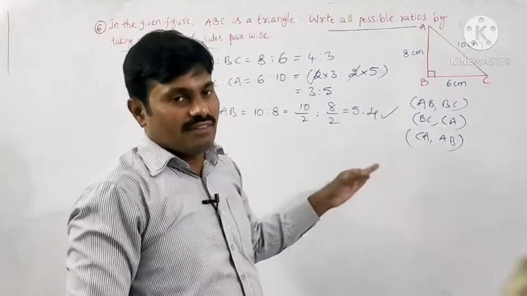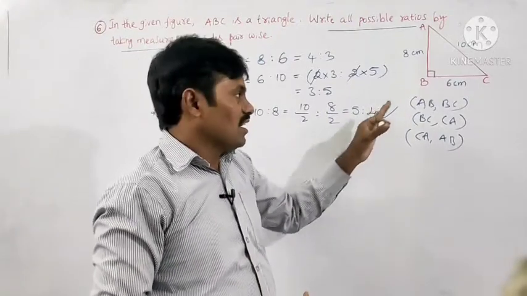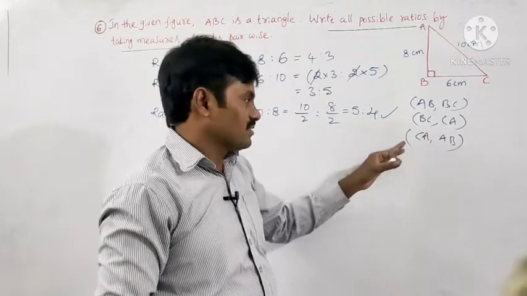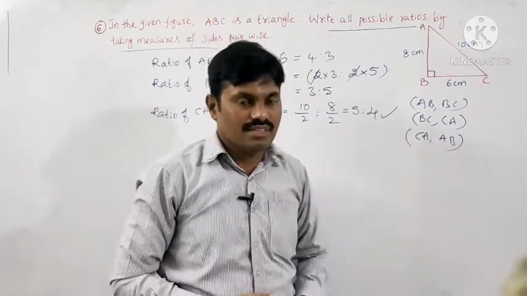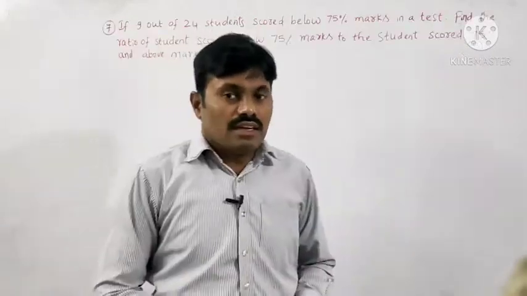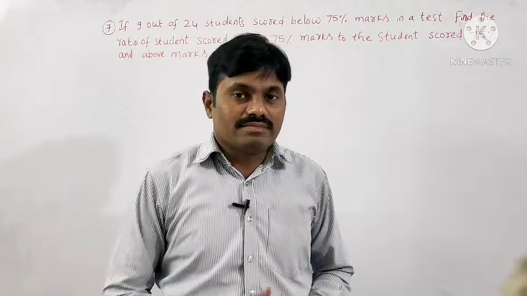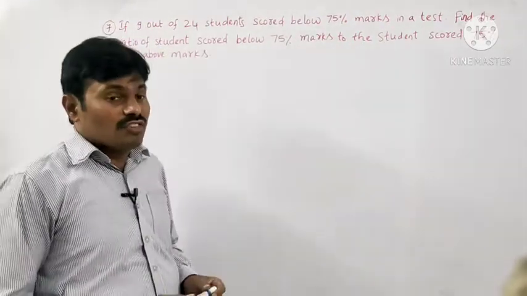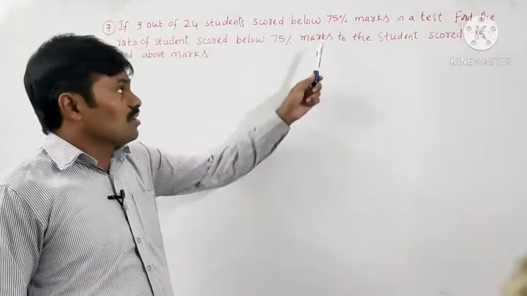So like this, we have found all possible ratios of the measures taking pairwise. We have taken pairwise and we found the ratios in all possible ways. How many ways we got here? 3 possible ways. And we found the ratios. Very simple. Yes.